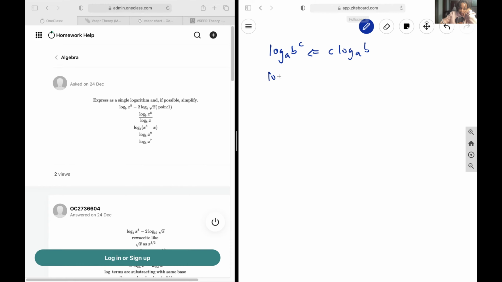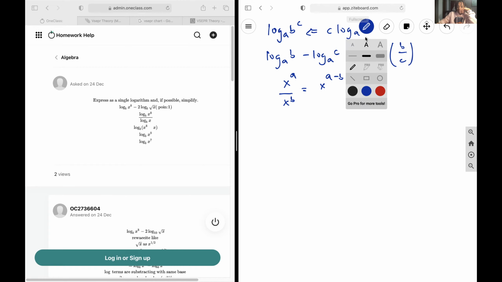And additionally, log to the base of a of b minus log to the base of a of c is simply log to the base of a of b over c. And we are going to be using that one in that direction. And additionally, we'll be using the rule that x to the power of a over x to the power of b is equal to x to the power of a minus b.